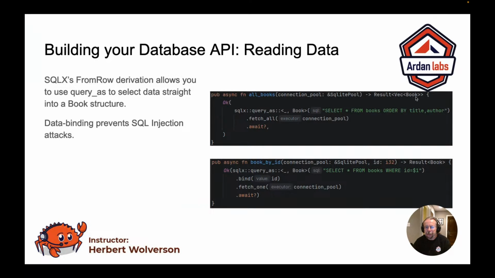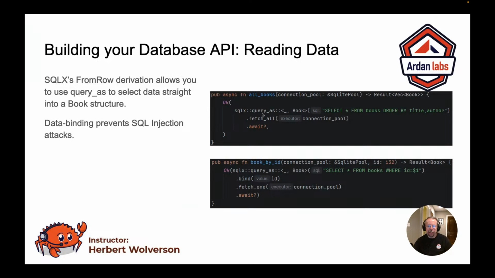And we're going to return a vector of books, which we're wrapping in a result so we have a chance to record if something went wrong. And the SQL itself is very simple. Select star from books, and we're going to search by title and author. So SQLx namespace query as function.